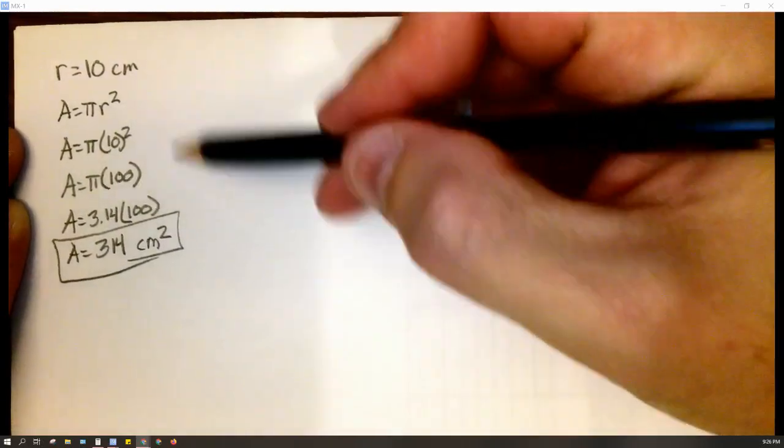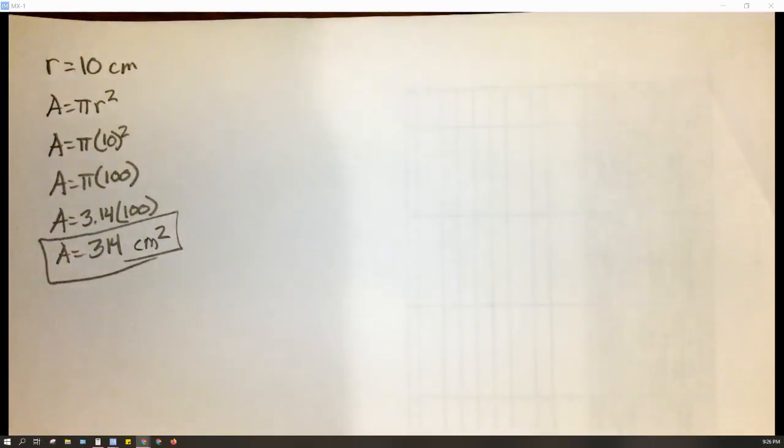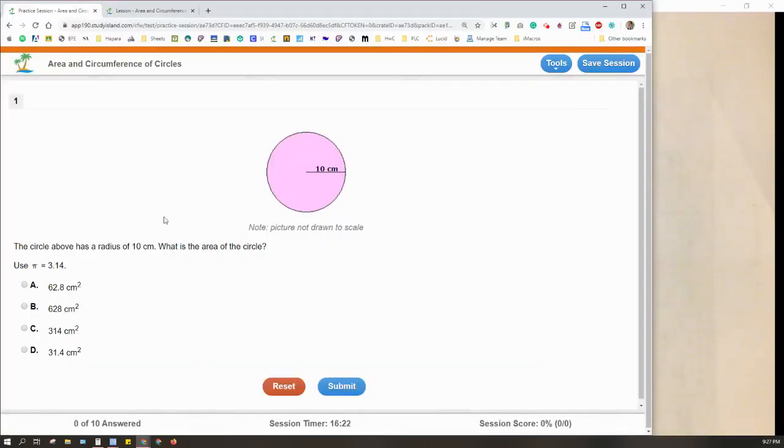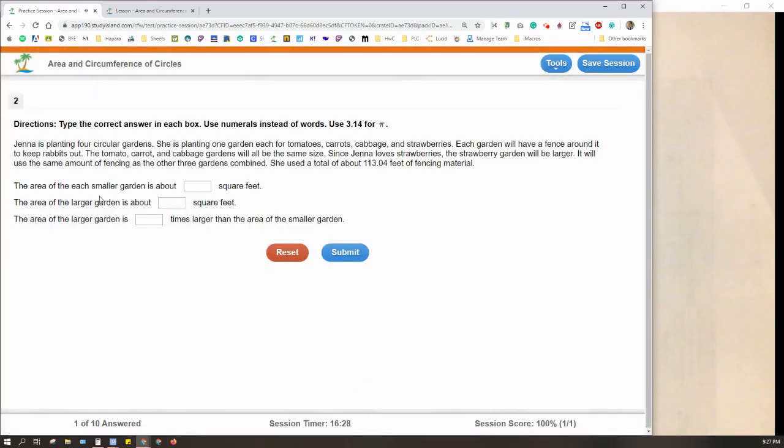Centimeters squared. Okay, because we started with regular centimeters, we get square centimeters now. So let's go back and see if 314 square centimeters is one of our answers, and there it is, 314 square centimeters. All right, next one, number 2.